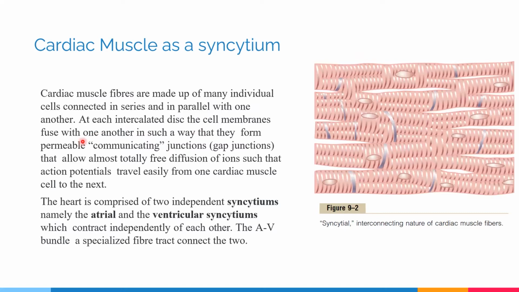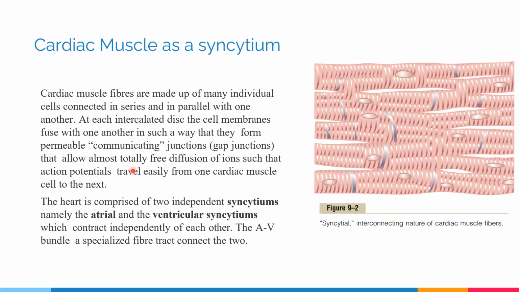via which the cell membranes are fused to one another, such that they form permeable communicating junctions, or gap junctions. So what are these gap junctions? Gap junctions are essentially particular protein pores present within the cells, so that the internal environment of the cells can be continuous. Thus, when a depolarization wave travels from the uppermost cells, the flow of ions can easily travel to the next cells via these gap junctions.